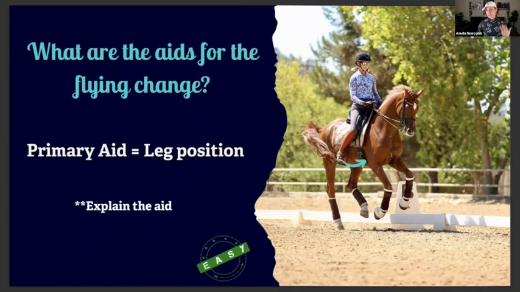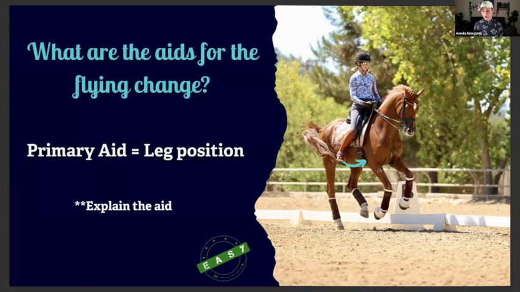The main aid for the flying change is your leg position. And to make it simple, the aid for a flying change is the same as the aid for the canter. So you all let me know in the chat, can you ask your horse to canter? If you can ask your horse to canter, then it's the same exact aid to ask for a flying change, only you do it during the canter stride. So you don't have the luxury of doing it from the trot or from the walk.